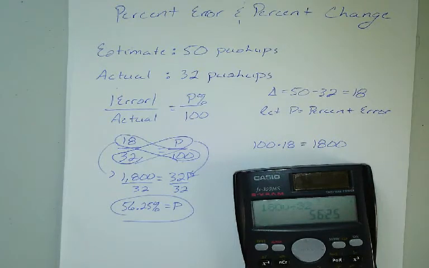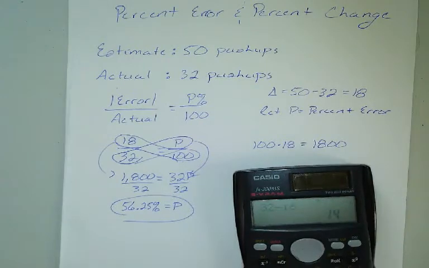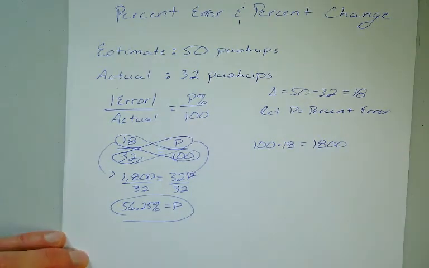And he overestimated. Had he underestimated, it'd be interesting to find out what 56.25% of, well, we know that 56.25% of 32 would be 18. So if he underestimated, he would have said, I did 32 minus 18 push-ups. 32 minus 18. His estimate would have been 14 if he would have underguessed, but he overguessed. He thinks his dad's pretty strong. So that's percent error.